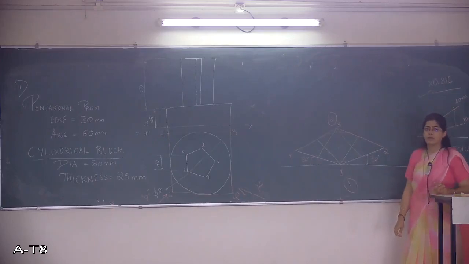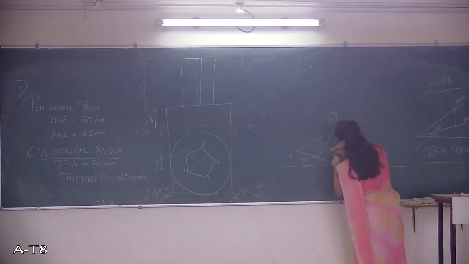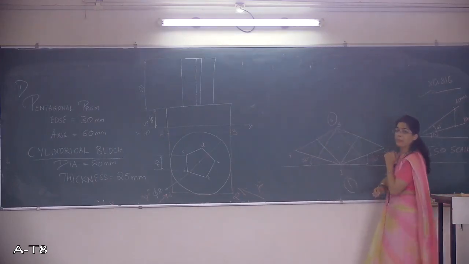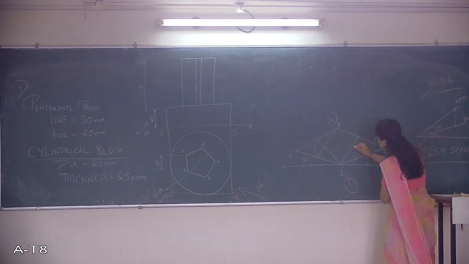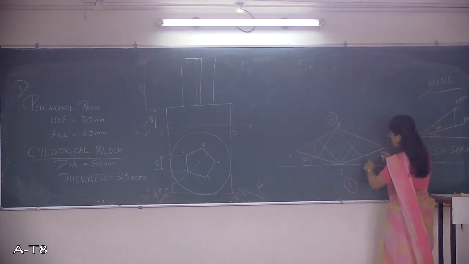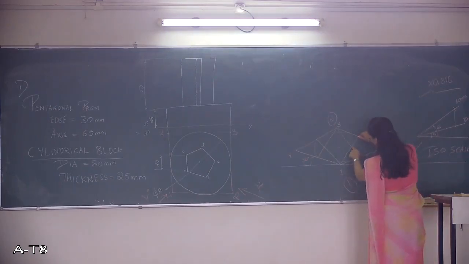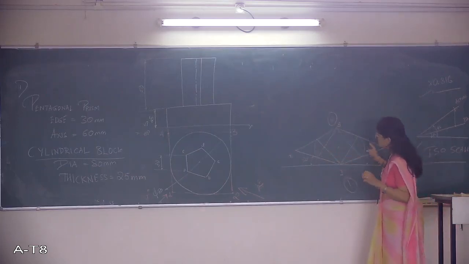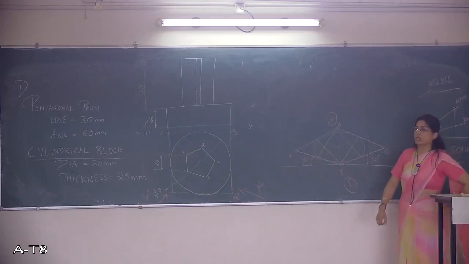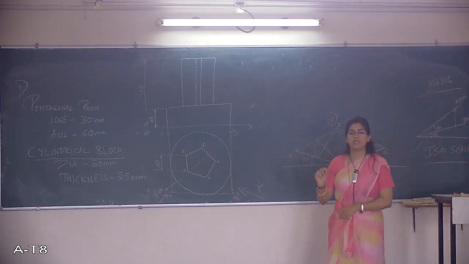Next, the third center is going to be here. By taking the compass and taking this as the radius, you get this completed. Likewise, this end will be the fourth center. By taking the compass and this as the radius, you complete this. So this is the ellipse that you can see, which is the isometric projection of the cylindrical block.